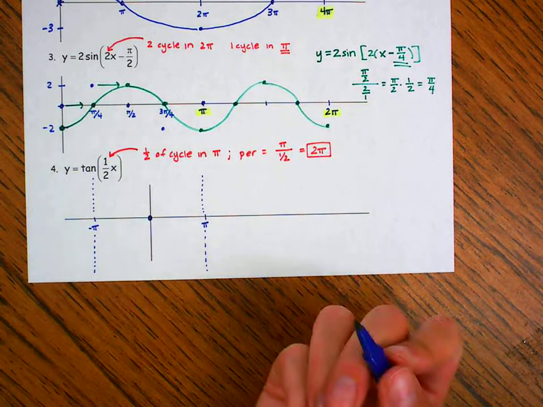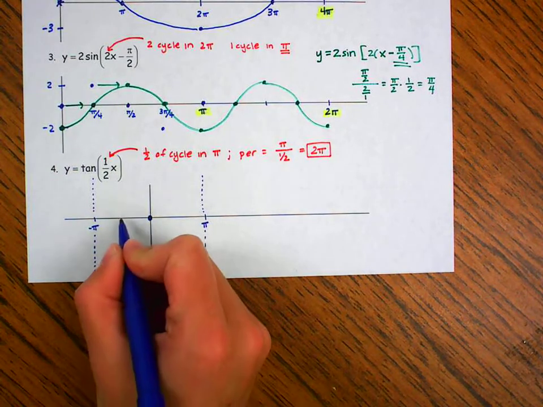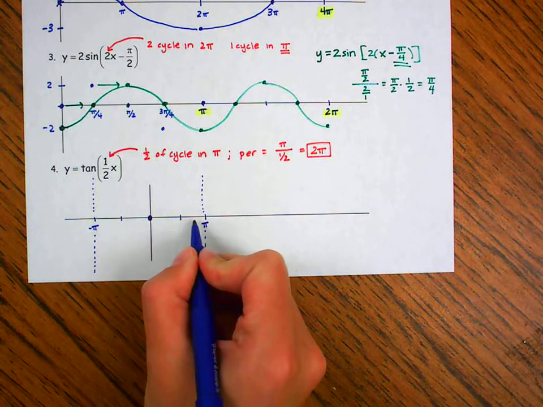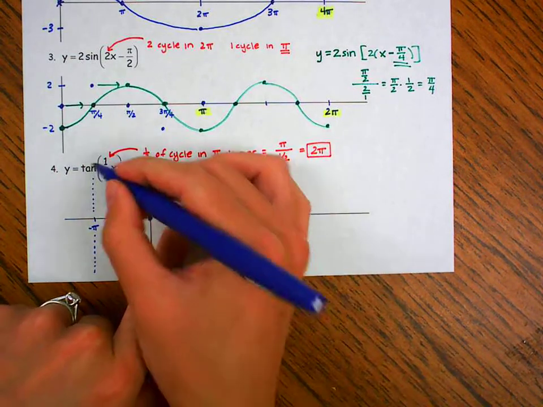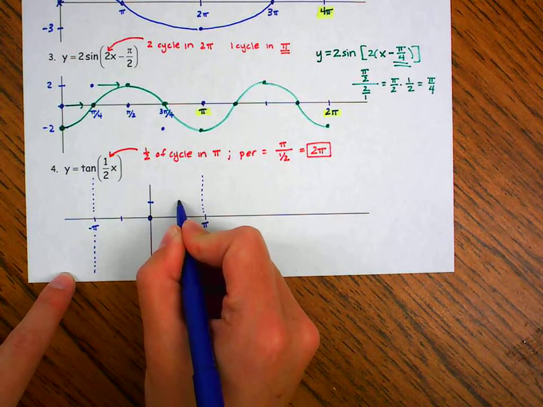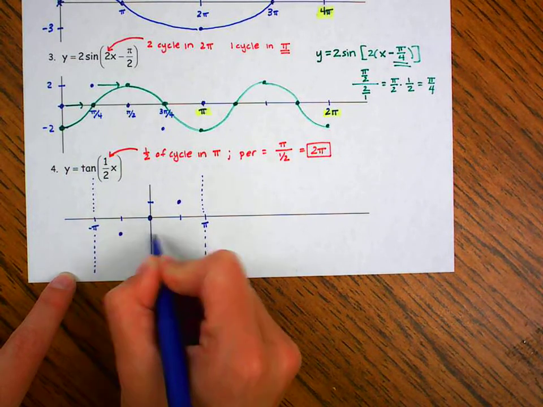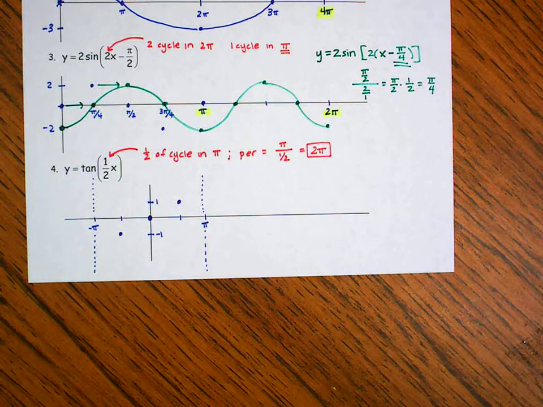For tangent, we still have the same types of points. We're going to have 1, 2, 3, 4, 5. But I'm not going to make you label these middle ones. But what we did say is when you go half the distance between a center and an asymptote, you're going to go the amplitude. Well, there's nothing in front, so I'm going to go over half the distance, up 1. Backwards half the distance, down 1. Okay.